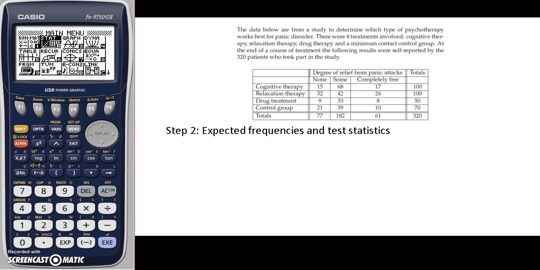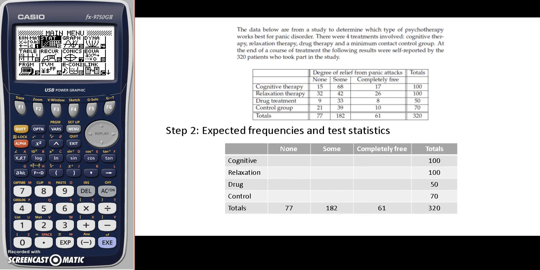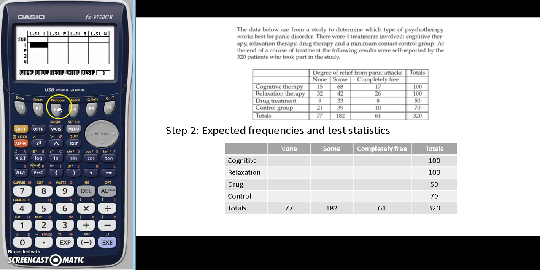Step 2, we need to calculate the expected frequencies and the test statistics. Okay, so for the expected frequencies, we're going to fill in a table that looks quite similar. I've got the totals in there already because they're not going to change from what we've got above. But the expected frequencies we're going to fill in here are the frequencies we'd get if our null hypothesis was correct. So going into STAT in the main menu, we go into Test, F3 for Chi-square.